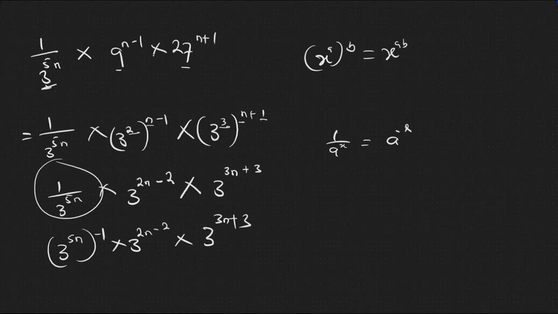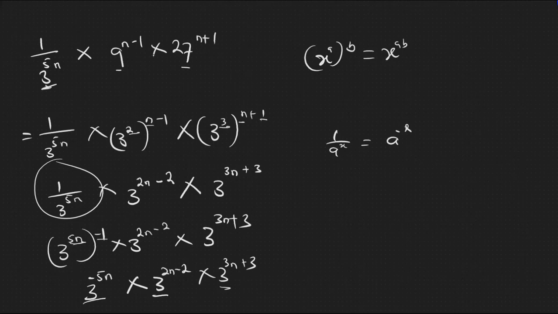Now, we multiply this by this minus 1. We'll be left with 3 to the power of minus 5n, because minus 1 times 5n is going to be minus 5n. Then we have times 3 to the power of 2n minus 2 times 3 to the power of 3n plus 3. Now, if you will notice it, all are the same base. Remember, it's multiplication, so we're going to simply add the powers.